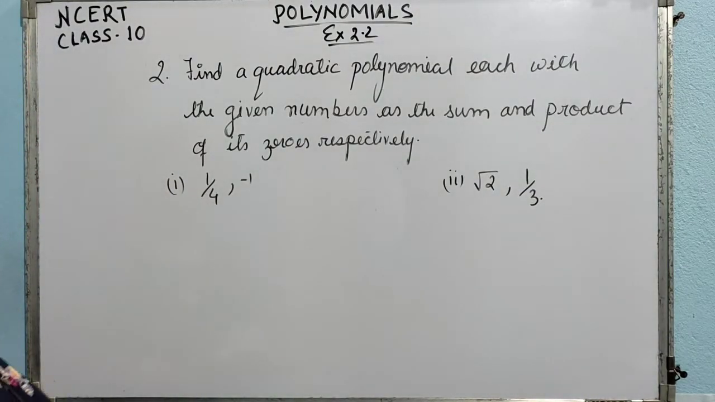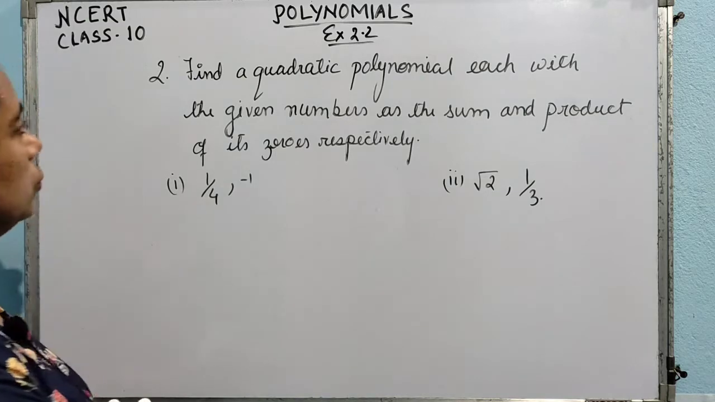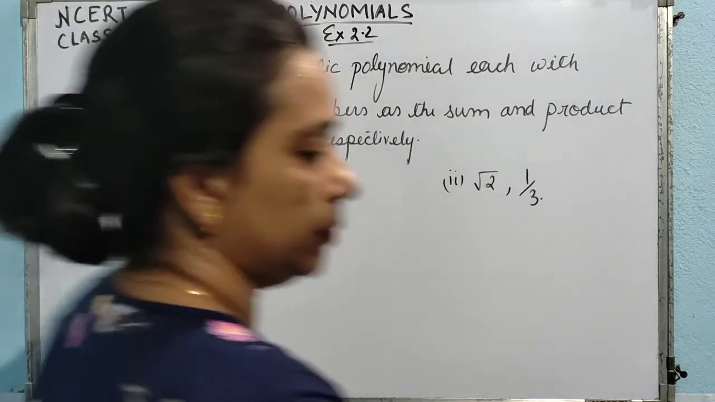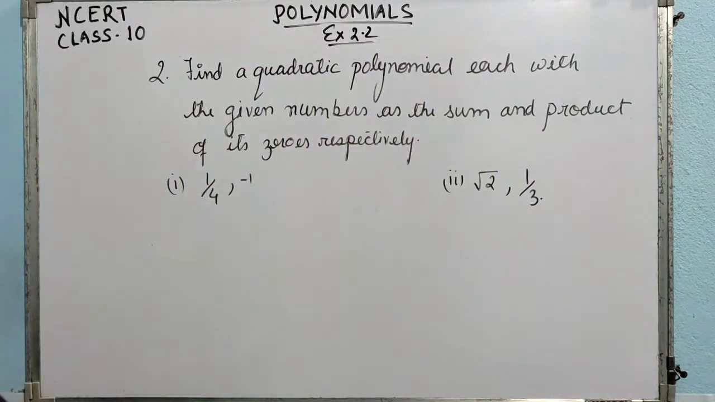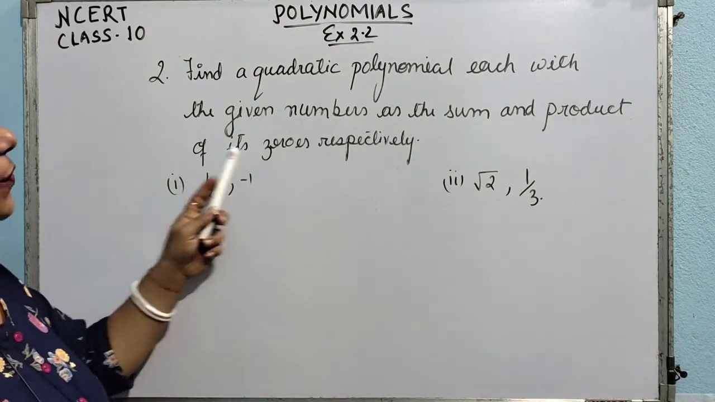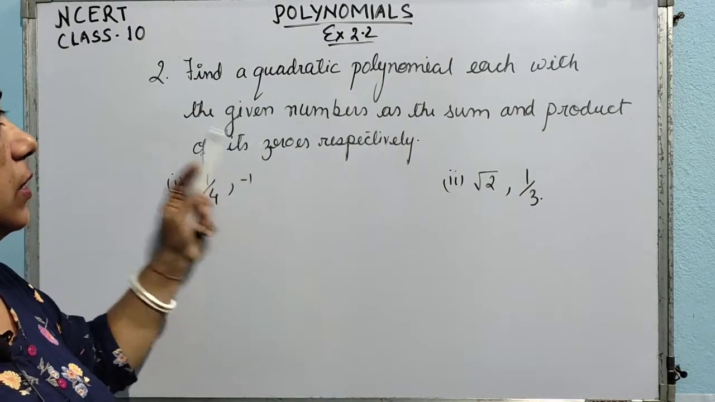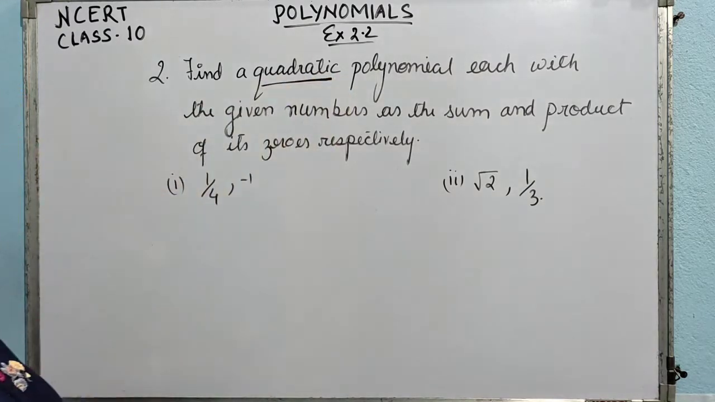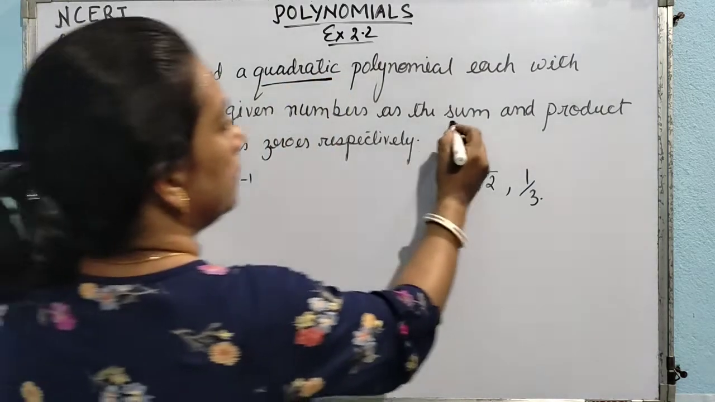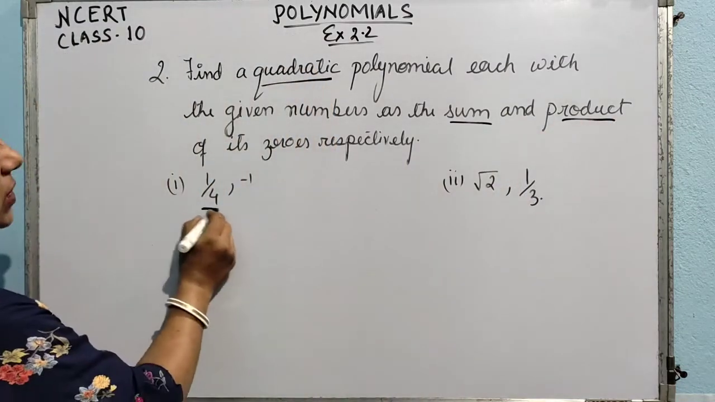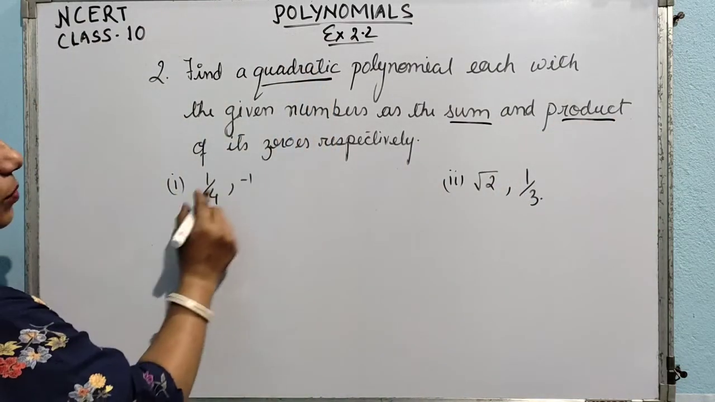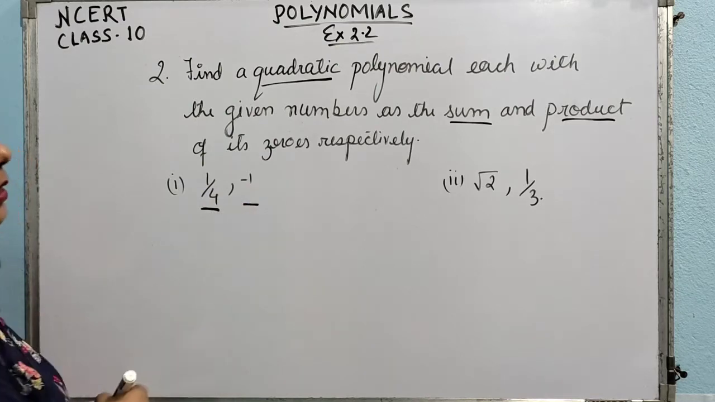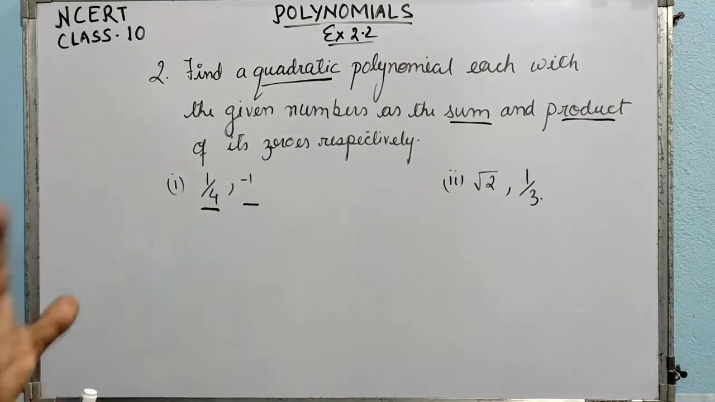Now the second question from exercise 2.2: find a quadratic polynomial each with the given numbers as the sum and product of its zeros respectively. So what they have told is that there is a quadratic polynomial whose sum and product are given. So this is the first one, respectively. It means that this is the sum and this is the product. Okay, so the two zeros are not given.